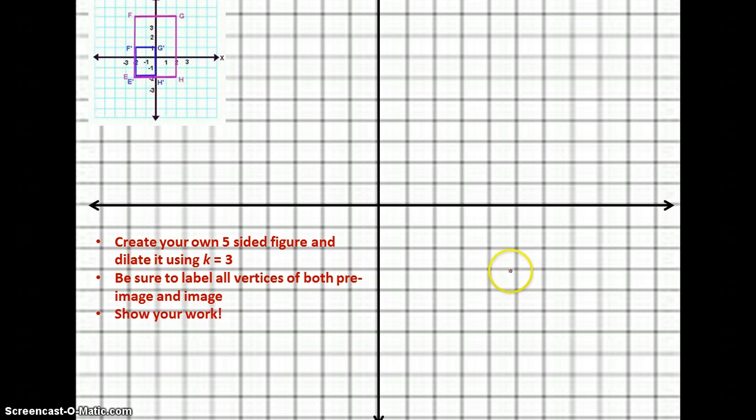Label your new vertices. So off to the side you may have point A. And you can show your changes with that scale factor k, and then list your new point A prime. And what will that new coordinate be? So, be creative. We'll see you in class.